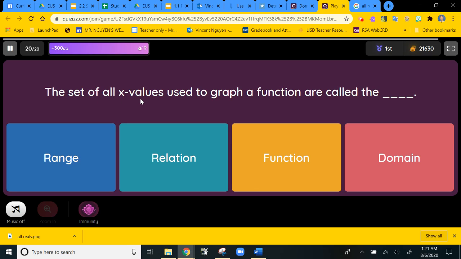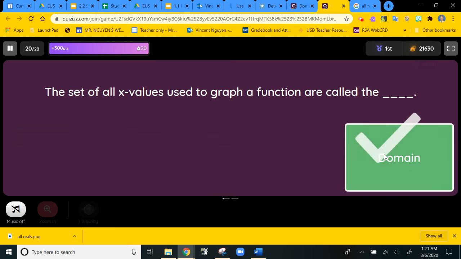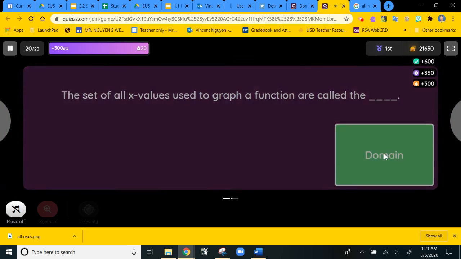The set of all x values used to graph a function is called, this one is too easy, the domain. X values, domain. And guys, we mastered it.